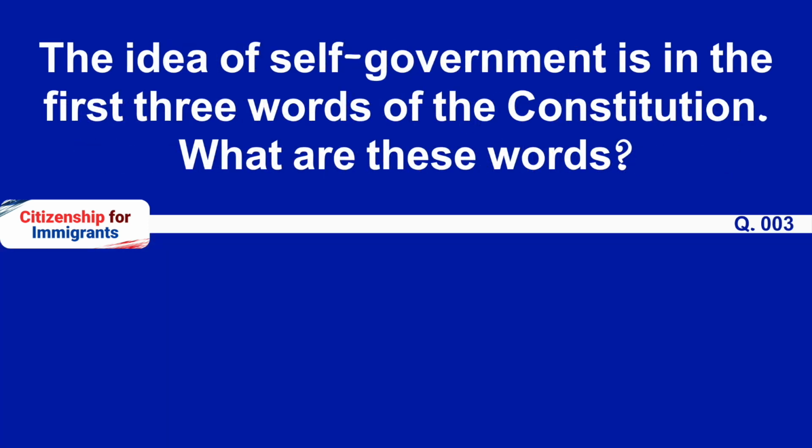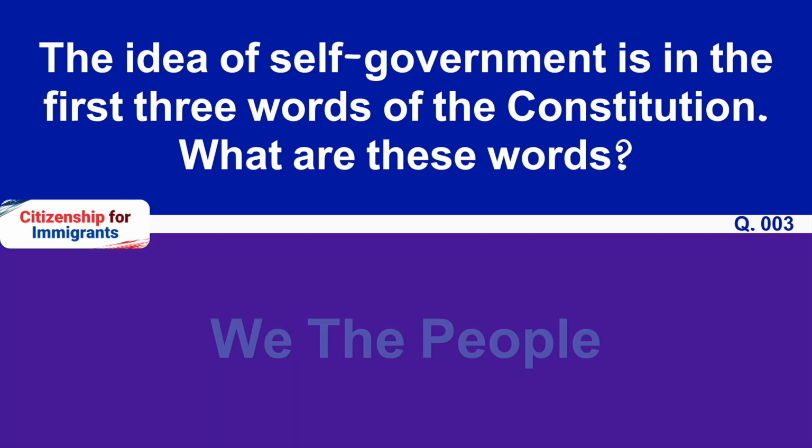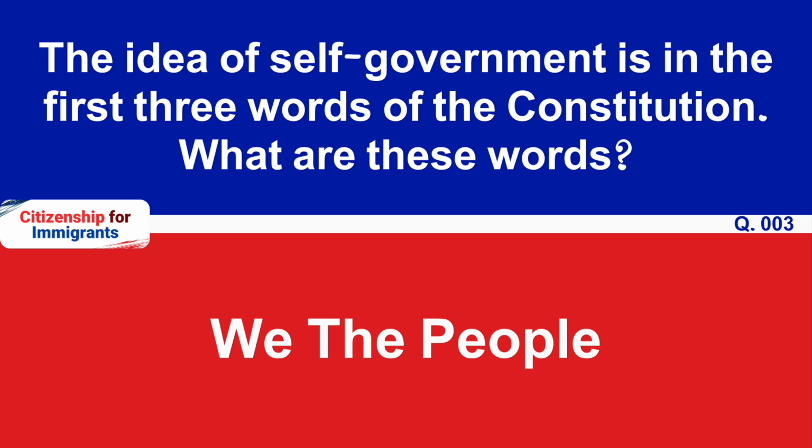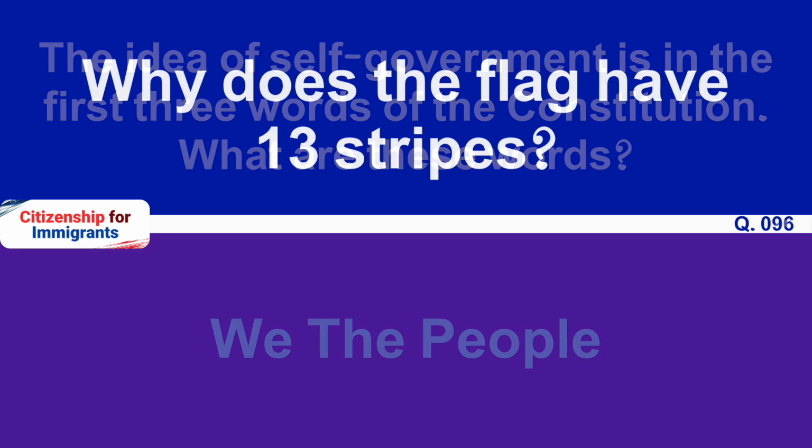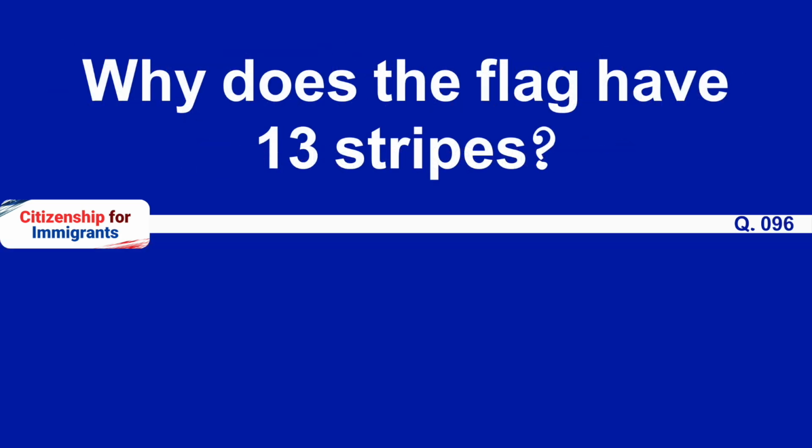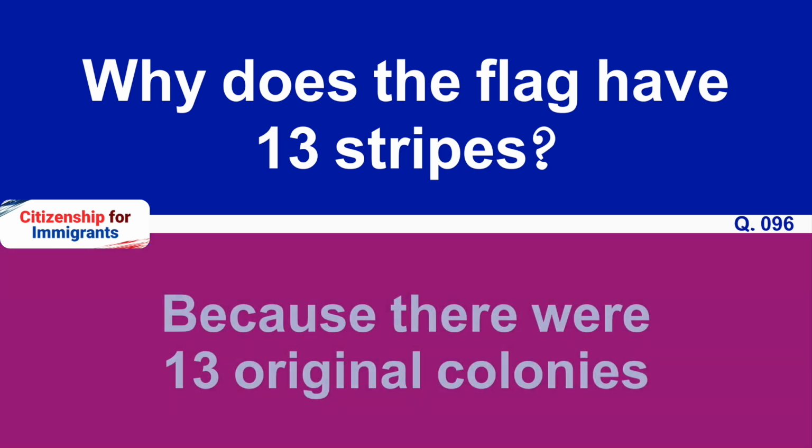The idea of self-government is in the first 3 words of the Constitution. What are these words? We the people. Why does the flag have 13 stripes? Because there were 13 original colonies.